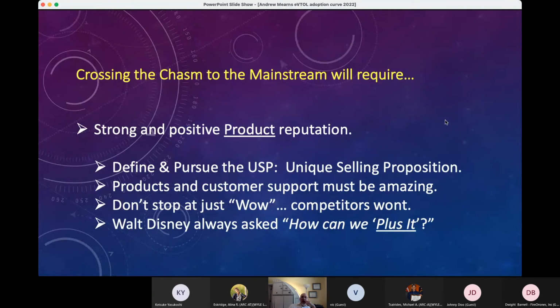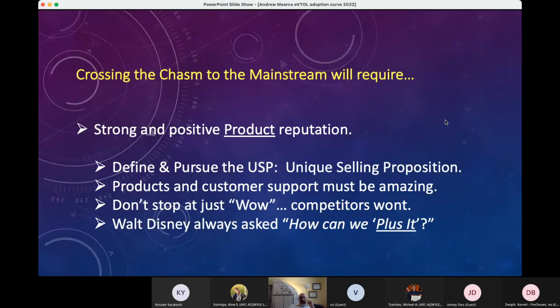Crossing into the chasm requires building a strong product reputation. So this is our time, even though we have a product that might be catered just towards the early market, the early adopters. This is the opportunity to build product reputation in the same way that Apple and Tesla did on the front end, as a solid product. How do we do that?